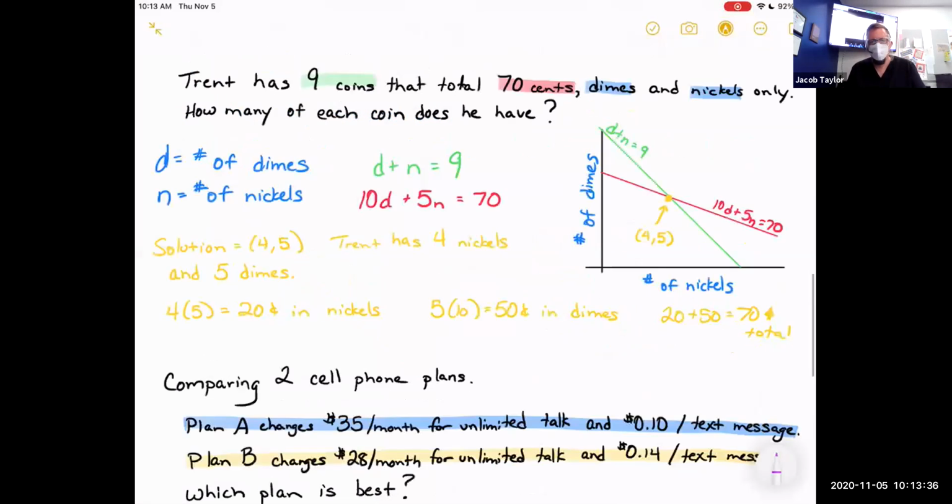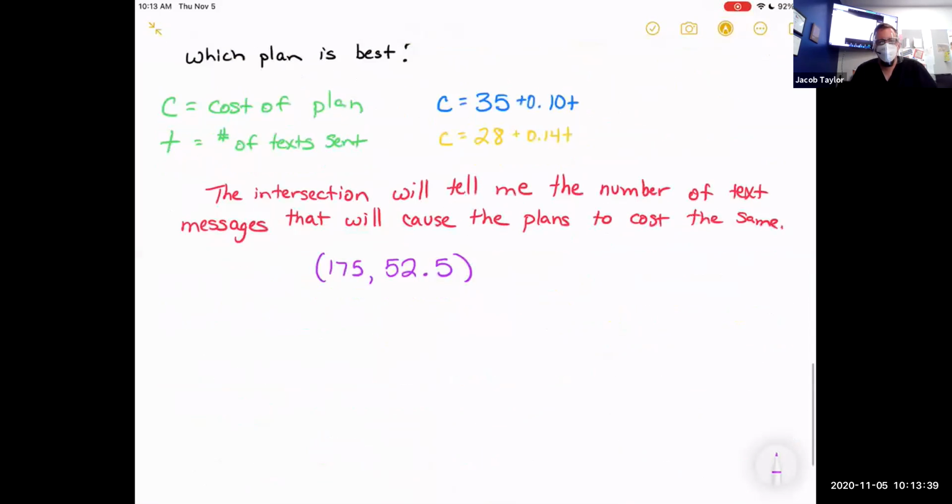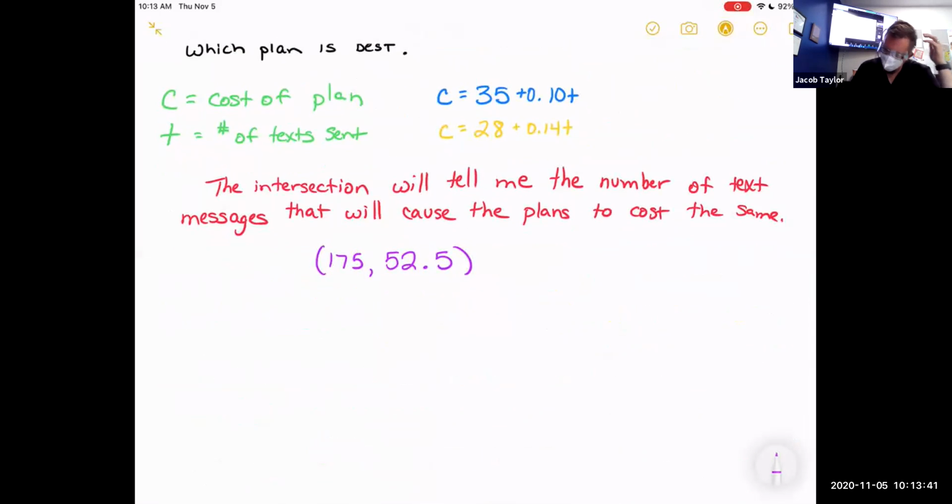Okay. 175, 52.5. What does that number mean? Right, but what does 175 mean? If I send 175 text messages, both plans cost the same, which is $52.50.